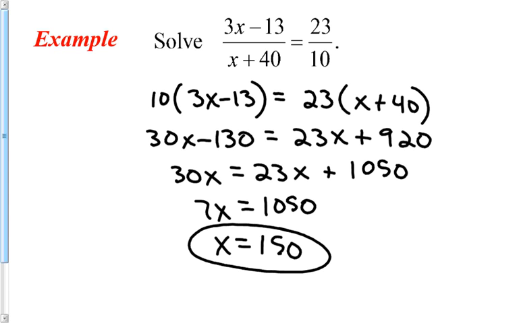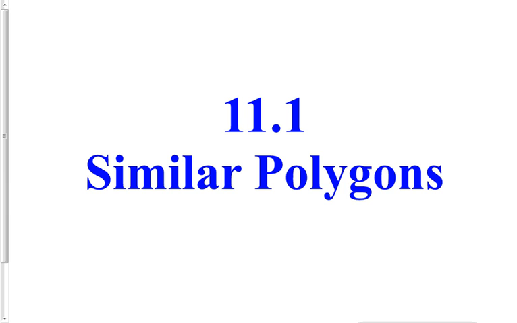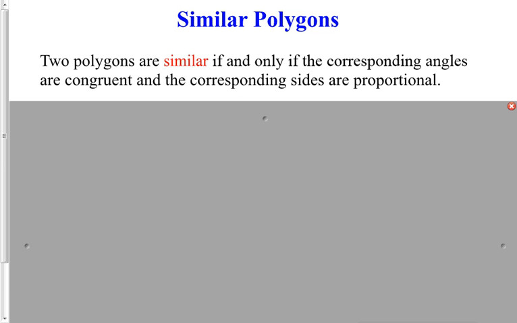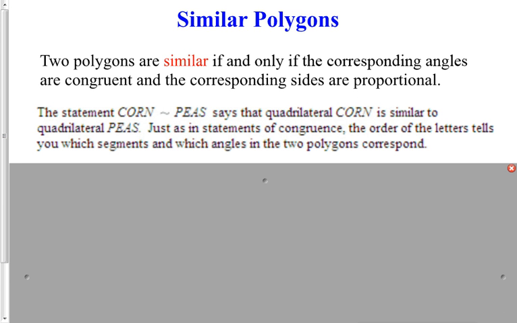All right, we are now ready to start the lesson. So section 11.1 is on similar polygons. Two polygons are similar if and only if the corresponding angles are congruent and the corresponding sides are proportional. All right, the statement CORN is similar to PEAS.